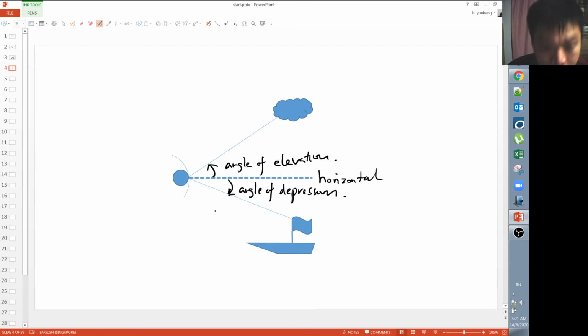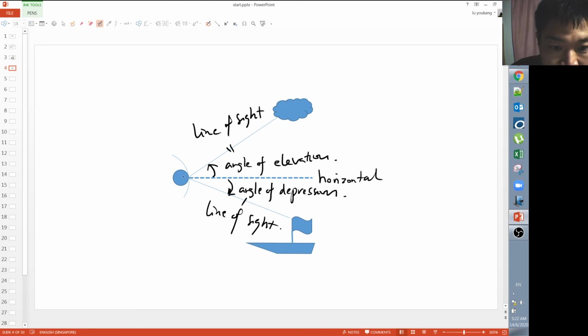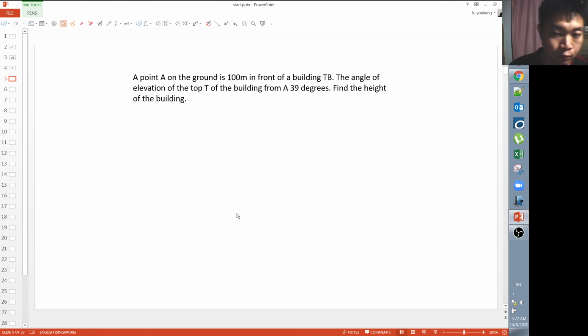This one is your line of sight. This is also your line of sight. You look down. This is your line of sight. You look up. So angle of elevation, horizontal line, up. Angle of depression, the horizontal line goes downward. Okay, so let's look at an example.